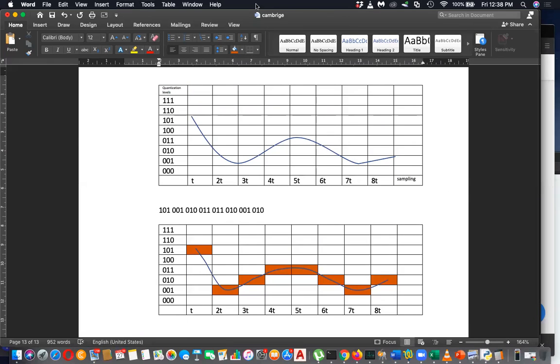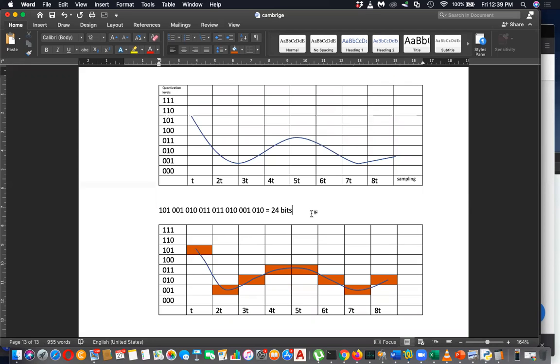What will happen if you double the sampling rate? What will happen to the sound? Double the sampling rate. That means you now have 16T instead of 8T. What will happen to the file size? It will increase, and it will double, no? Because 8T means 8 into 3, which is 24 bits. But if you have 16, it will be 48 bits.